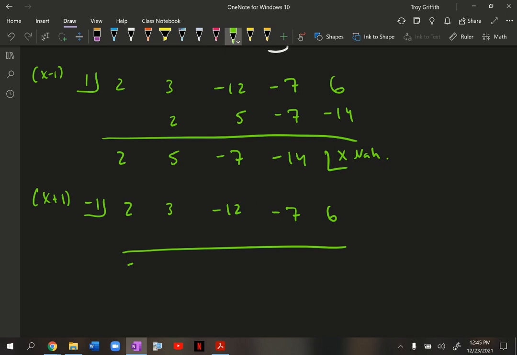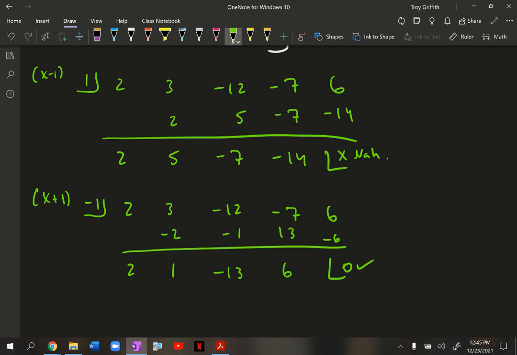Sometimes you're going to need a lot of paper here. I have other students that will erase what they have every time, and if you do that, that's perfectly fine as well. Negative 1 times negative 13 is 13. Excuse me, 6, negative 6. All right. So it looks like x plus 1 is pretty good for us here.